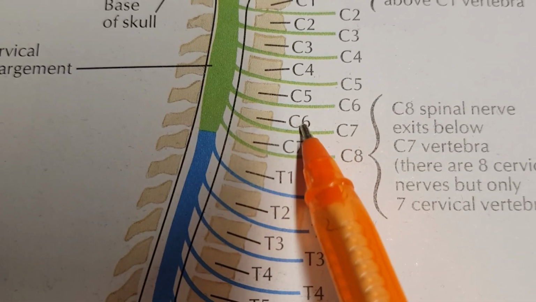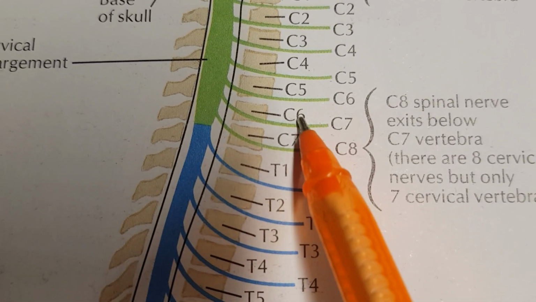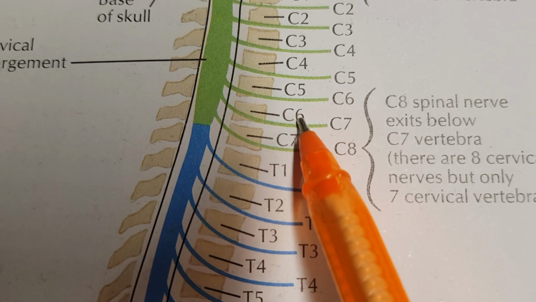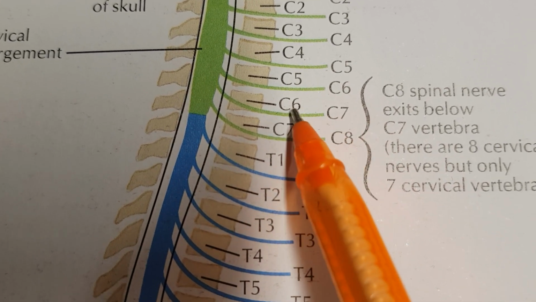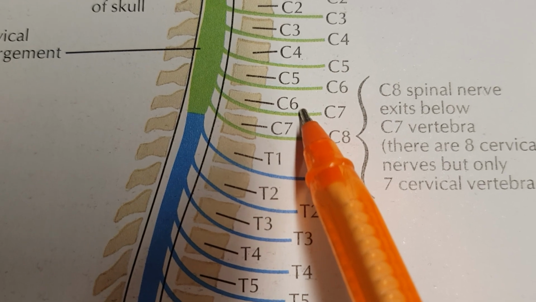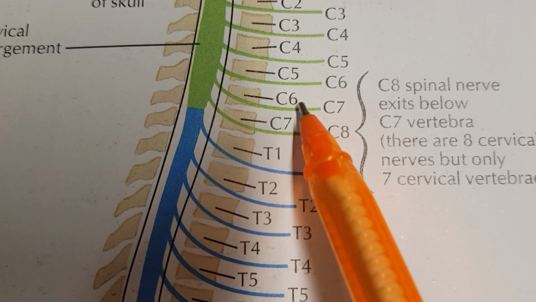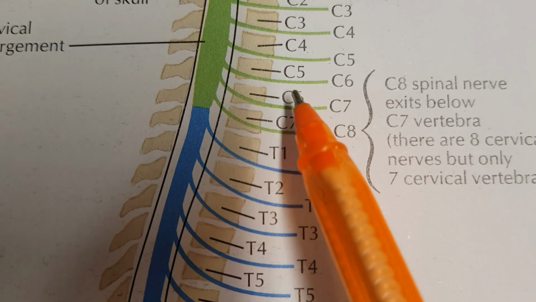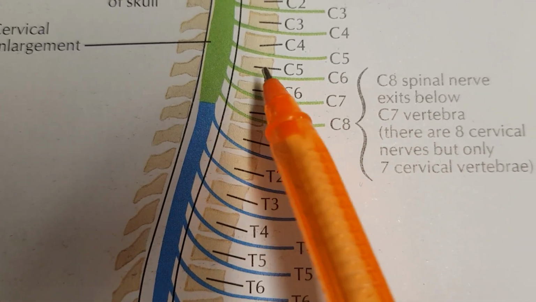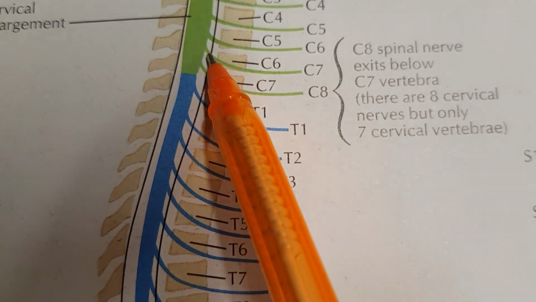So if the patient has got a problem with elbow flexion, also when you tested the dermatomes of C6 and you see there is impaired sensation, then you can query the integrity of nerve root 6.